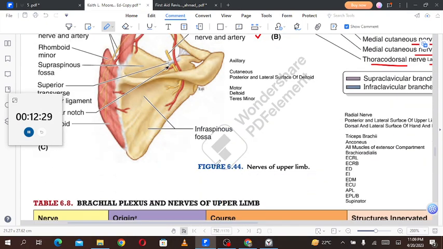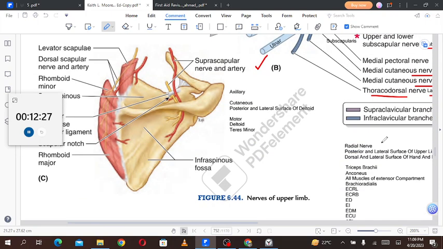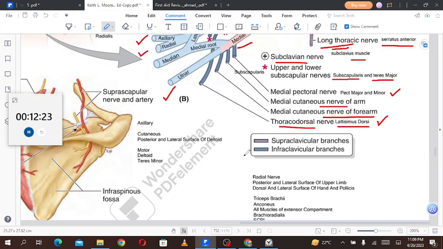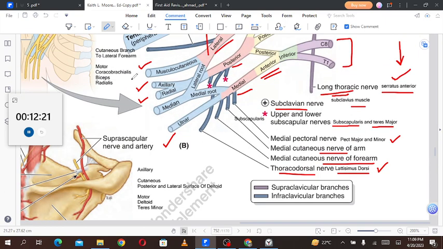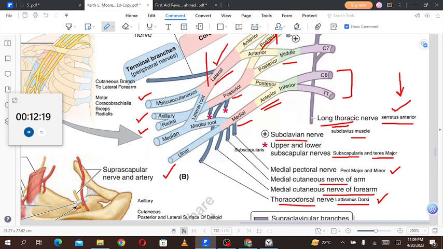Radial nerve, triceps, and musculocutaneous. Musculocutaneous normally supplies the biceps brachii muscle. So I had written it somewhere. Now I can't find it. Yep, here it is. So the musculocutaneous nerve provides the cutaneous branch to the lateral forearm, and the motor supplies to the coracobrachialis, biceps, and brachialis muscle. Radialis, is that a muscle? I guess it is brachioradialis.